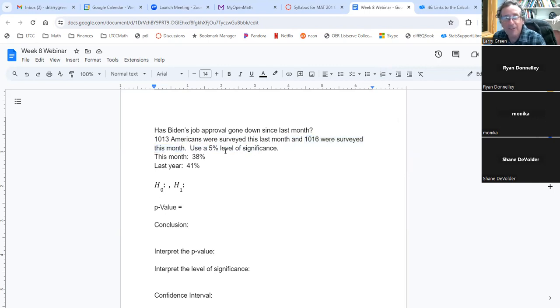And we want to use a 5% level of significance because this is just politics. Politics almost always uses a 5% level of significance. And the results of the survey is this month 38%, last month 41%. Oh, sorry, this is the last month, not last year.